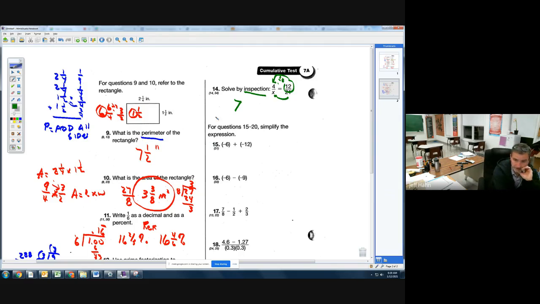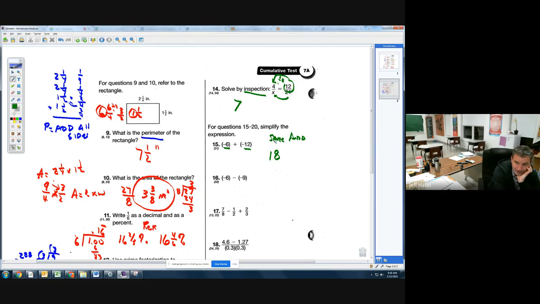Okie dokie, let's take a look at problem number 15. If you look at your notes about adding and subtracting integers, what are the rules? Okay, the rules were this. Either they have the same sign or they have opposite signs. If they have the same signs, you add them together. These both have the same sign, so I'm going to add 6 and 12 and get 18.